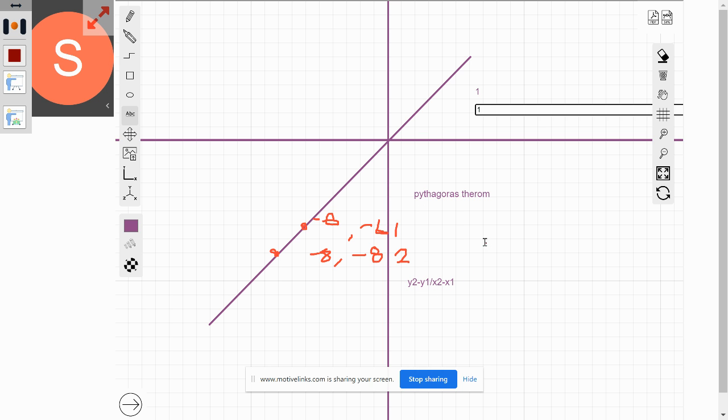Now, this is one way. Another way to find the slope of a line. Now we're going to learn about the Pythagoras Theorem. So, here's how this works. You can make a right triangle, and you have to find out the lengths of each side, and let me explain this.